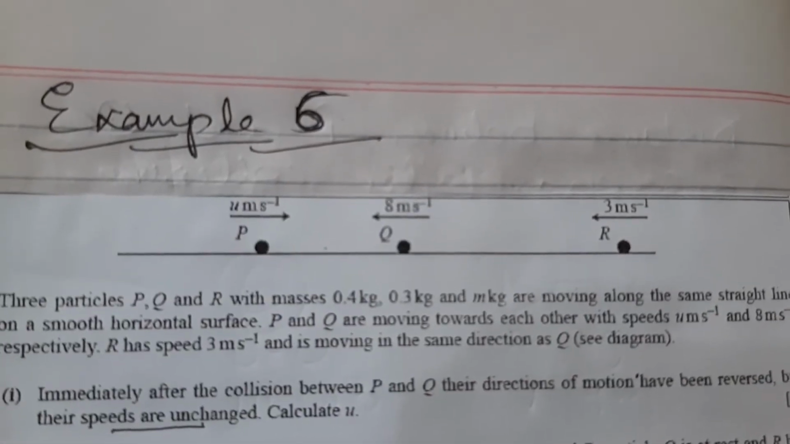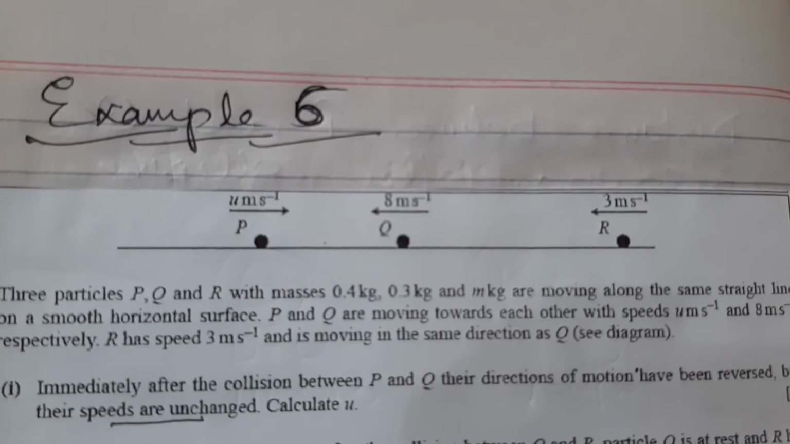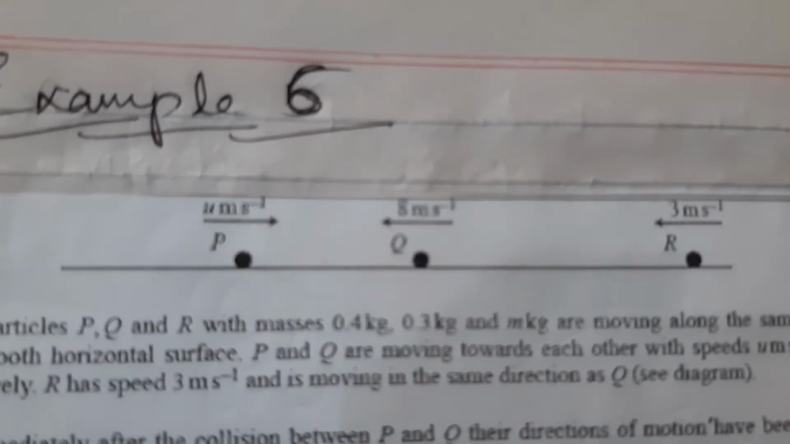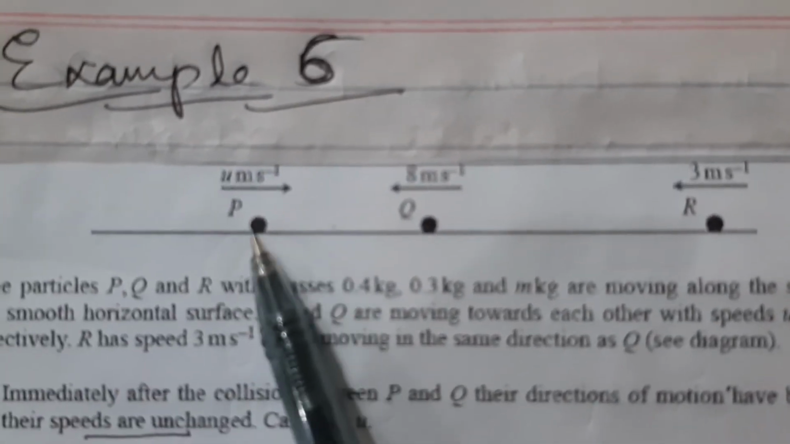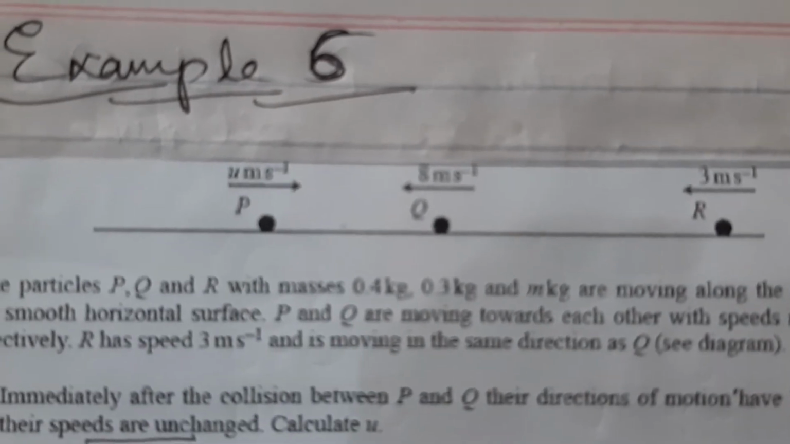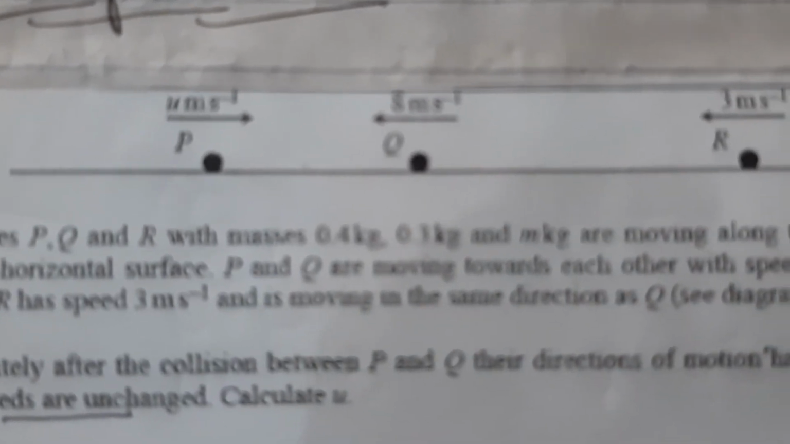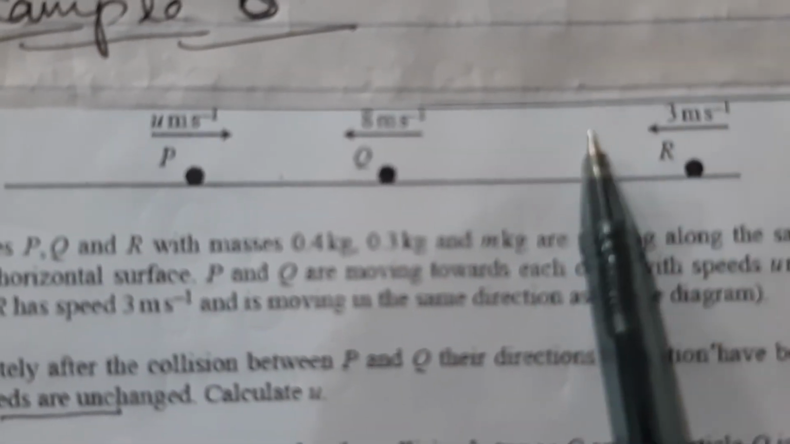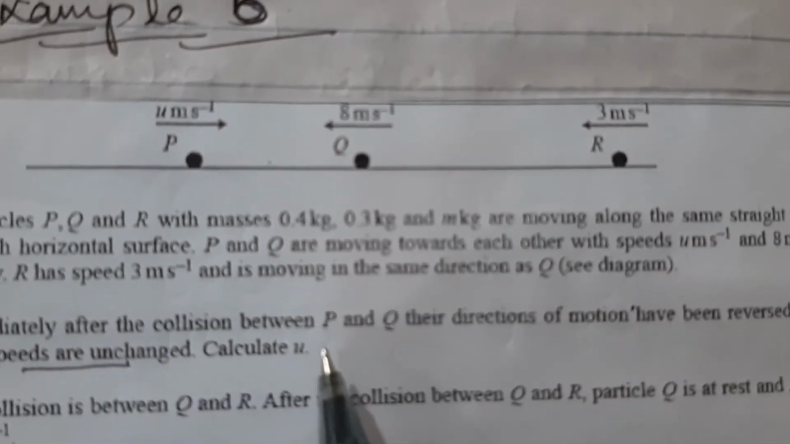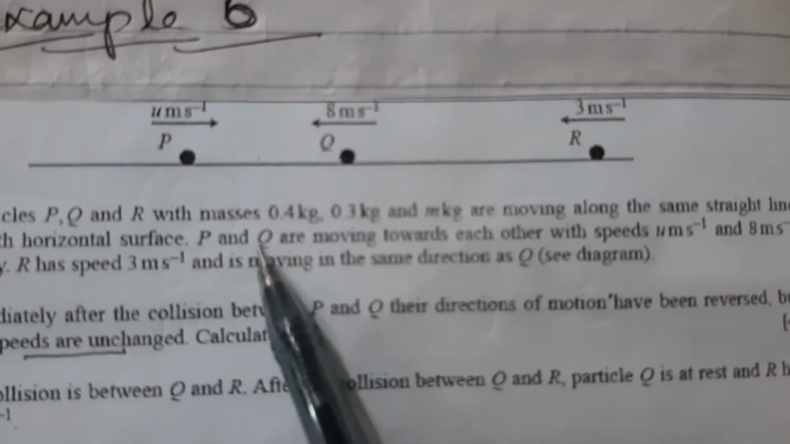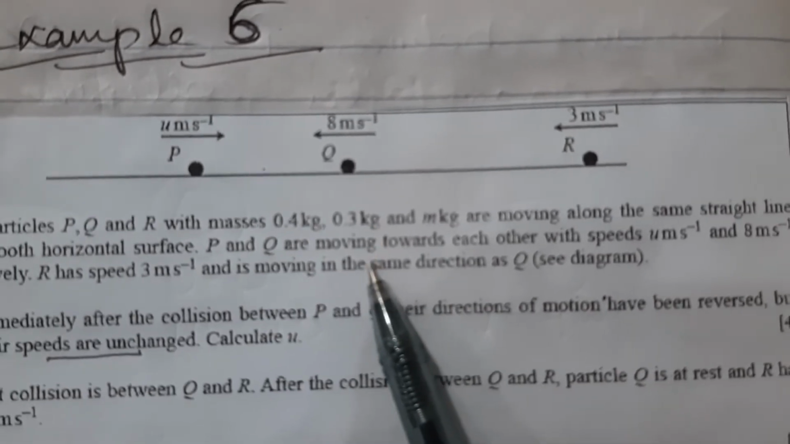Okay, so this is the second example of this video. This is about 3 particles or 3 bodies, okay, P, Q, R. You can see from here that P and Q are traveling towards each other. R is also traveling in this direction, but the speed is very slow. So the initial part of the question is giving you their masses. I will show you in the diagram.